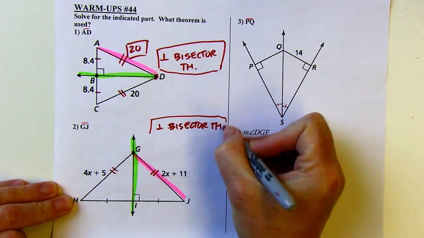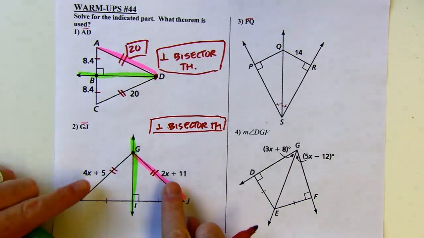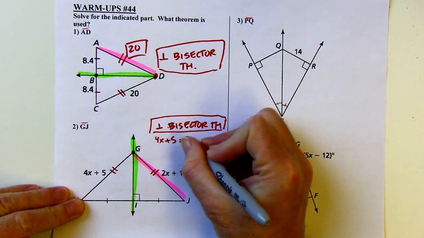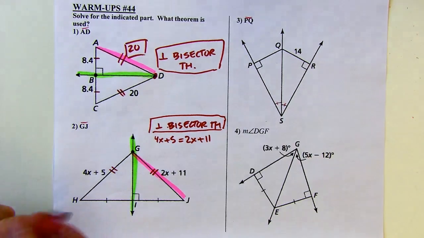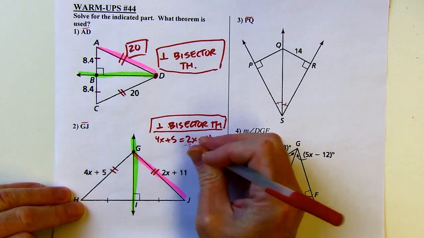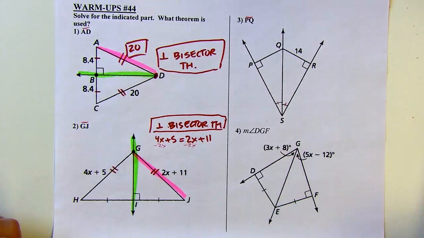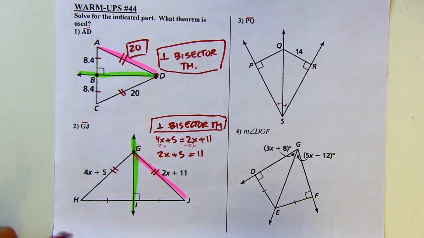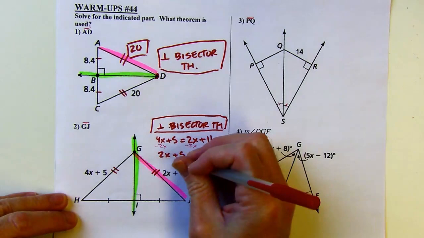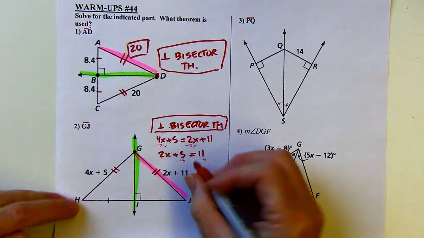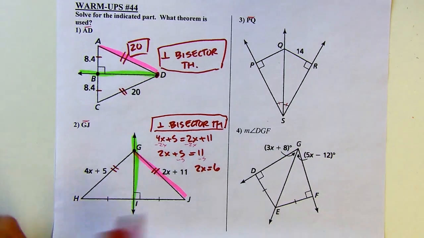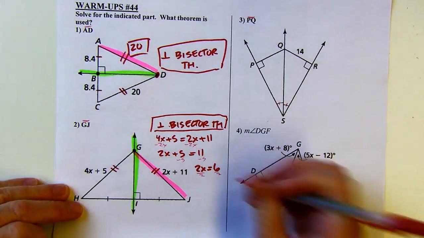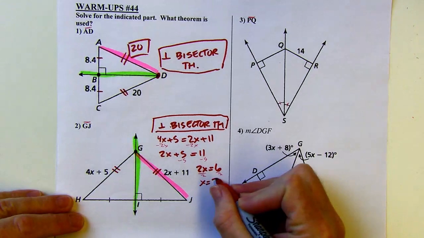Okay, and now I can use the fact that these are congruent to solve for x. So 4x plus 5 is going to equal 2x plus 11. Then I'll subtract 2x from both sides to get the x's together. And I'll subtract 5. And divide by 2. So that's what x equals.